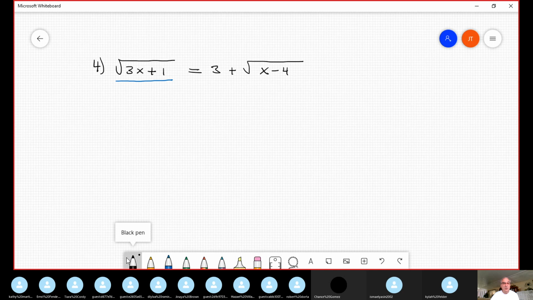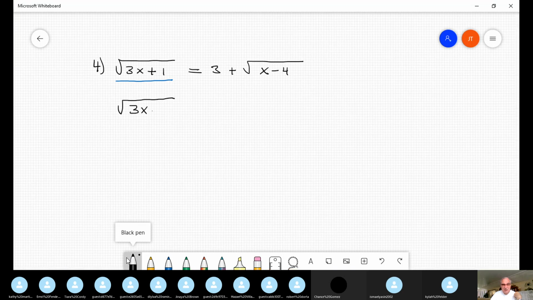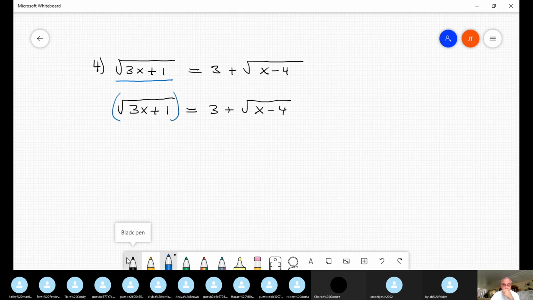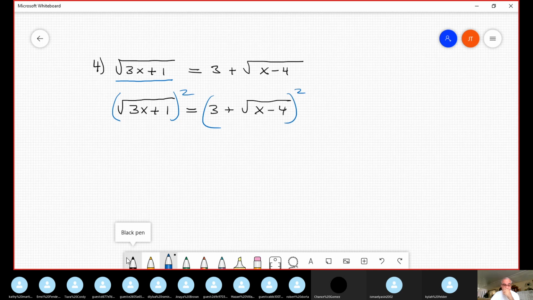Also, I recommend that you rewrite again the equation. Why? Because I need to take a copy completely identical to the original, because the original I reserve for the checking part. So I strongly recommend in the complicated equation you don't touch the original. Okay, you rewrite now, ready to square. You square both sides. Square here and square here. This is 3x plus 1. That was the intention. Eliminate the first radical.